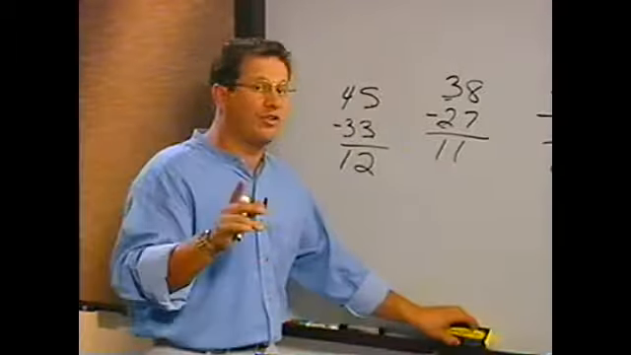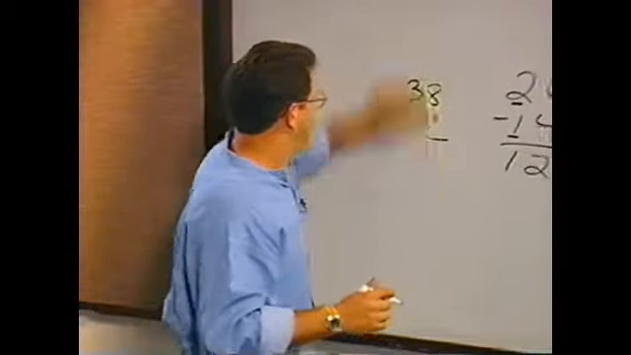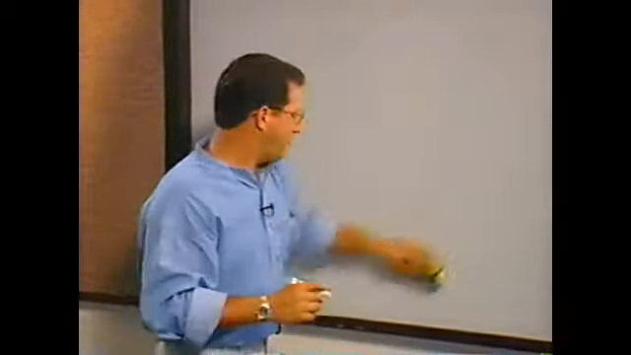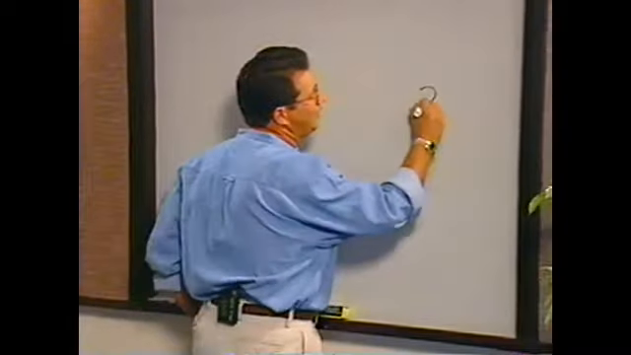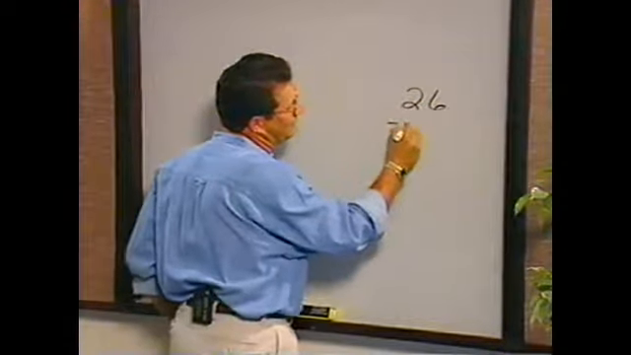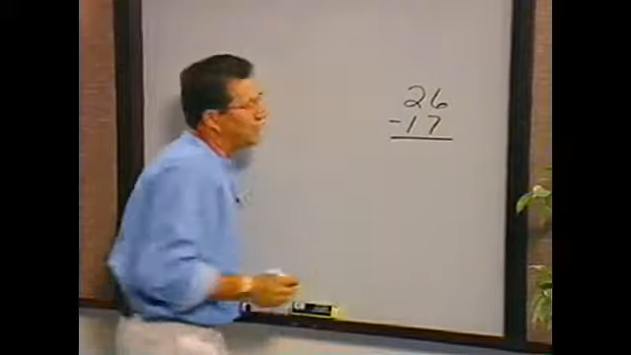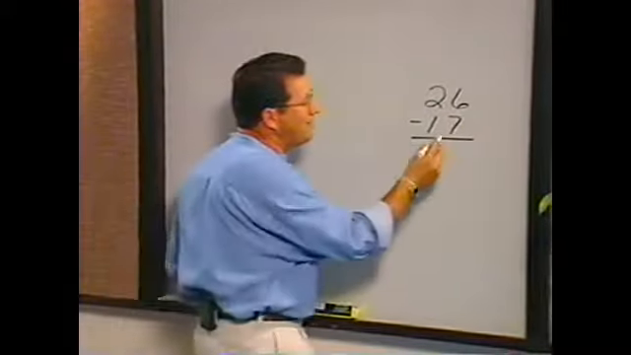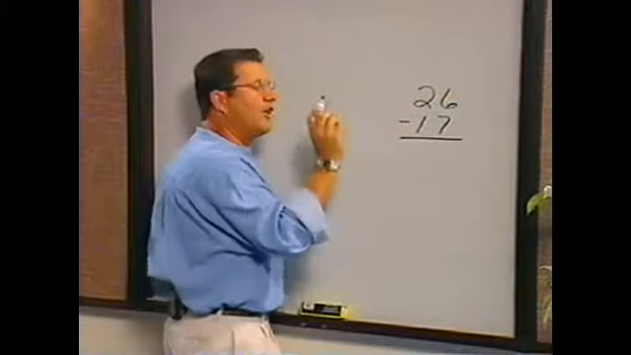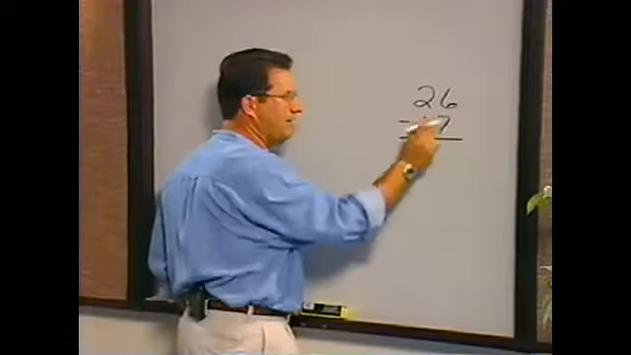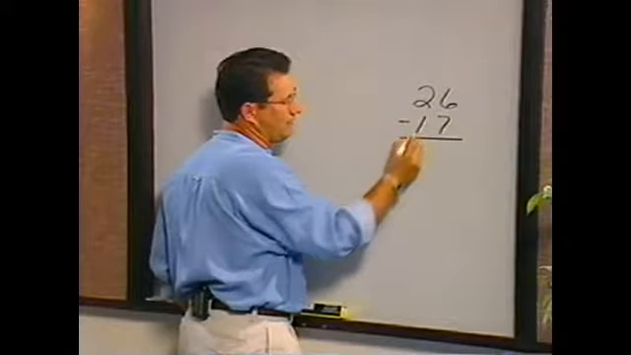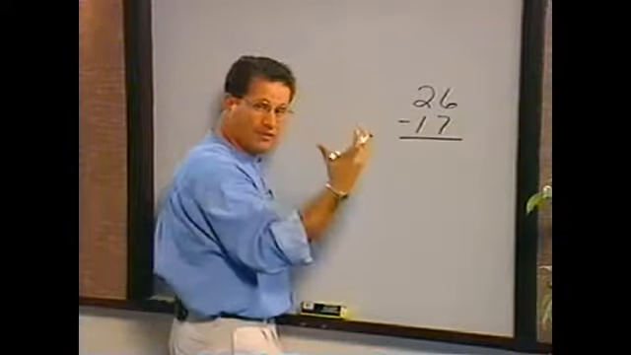Now let's try some with a little bit of a borrowing situation. In this case, let's do 26 minus 17. Pretty big problem. 26 minus 17. To start, you're going to go left to right. What's 20 minus 10? You've got 10, right?